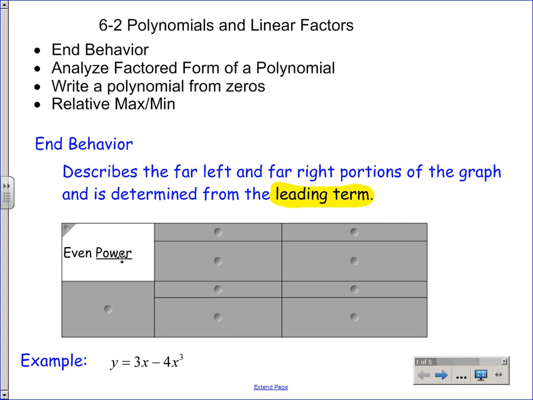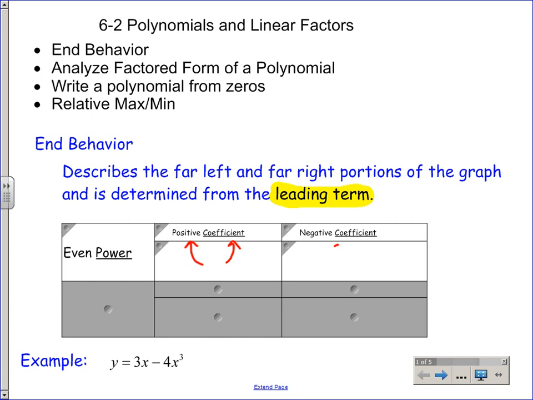That leading term could have an even power, like x to the fourth. And then it could have either a positive coefficient in front of it or a negative coefficient. If it has a positive coefficient, the two ends are going to go up on both sides. So they're going to be the same and they're both going to go up. If it has a negative coefficient, then both ends are going to do the same thing and they're both going to go down. And those arrows are just how we write end behavior. So when you work a problem that has to do with end behavior, they're simply looking for those two arrows.